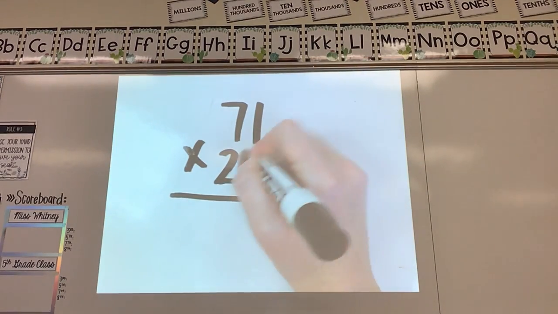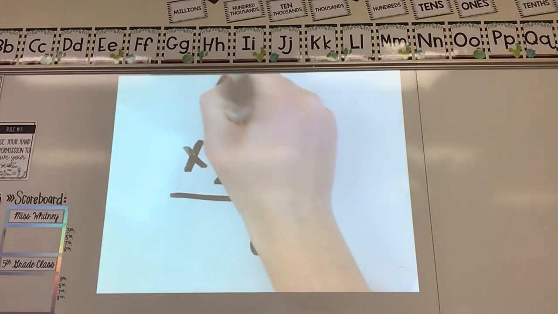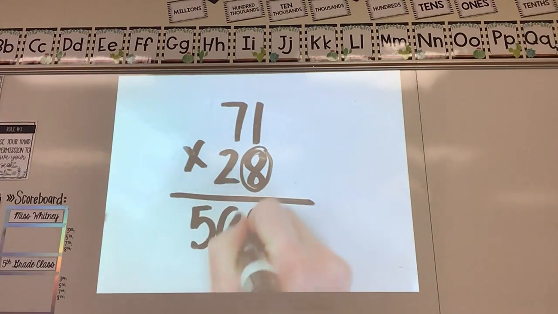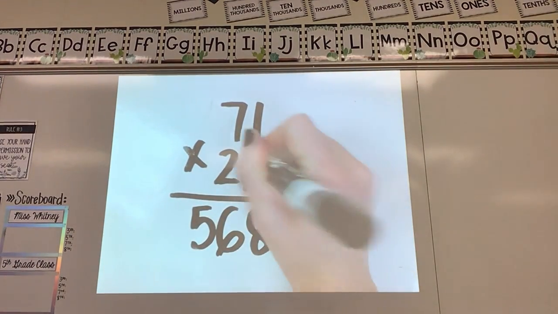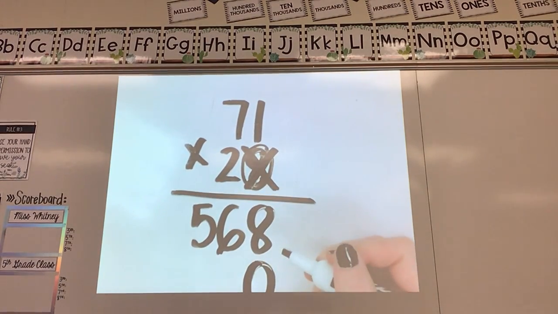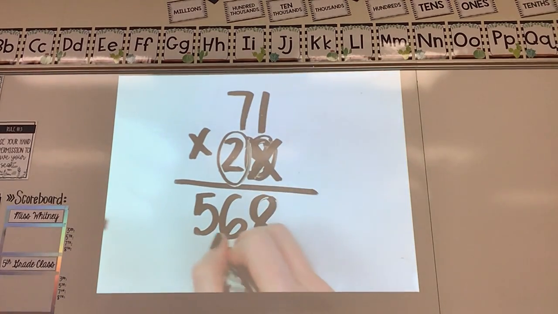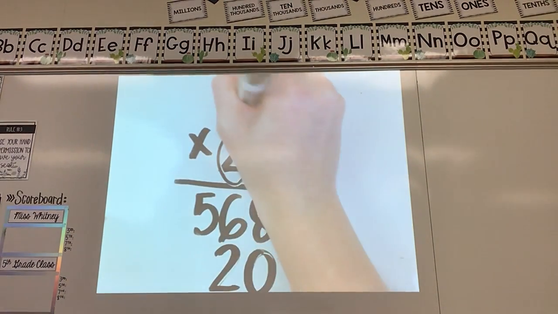So I'm gonna start with my 8. 8 times 1 is 8. 8 times 7 is 56. I'm done with my 8, so X him out, and when I make an X, I have to make an O. And then I go again, working with my 2. So 2 times 1 is 2. 2 times 7 is 14.